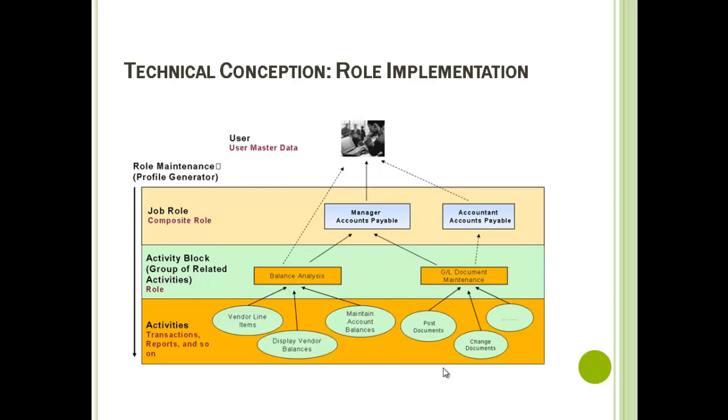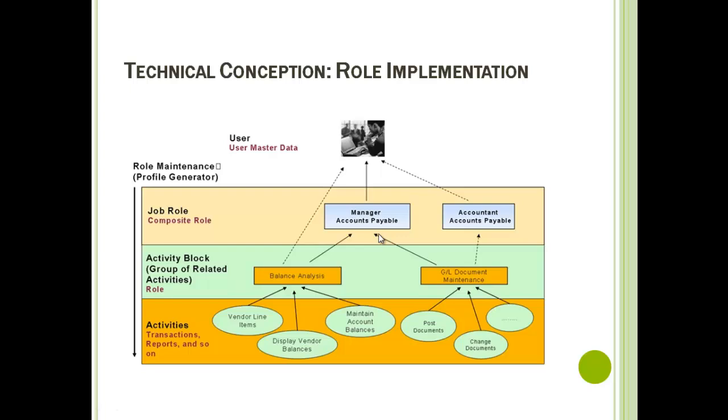So this is the technical overview of how we create an authorization concept. We will come to the detail of how we do this in a typical scenario. This is an overview. A user can be assigned a composite role, or you can assign a single role to the user. Let's say you want only a particular job function, then you can assign only that function. You don't need to assign the entire composite role to the user.